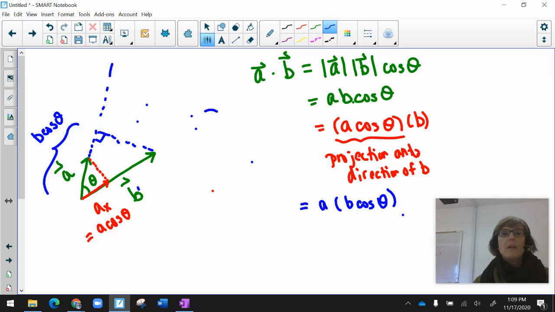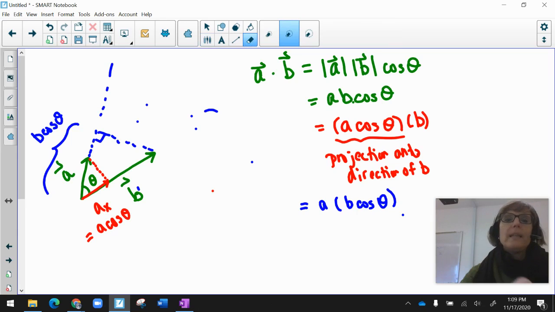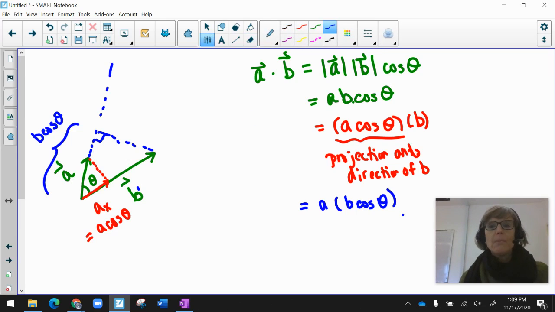It isn't really important that you understand this whole part about the projection, but I think it's important that you understand where things come from.